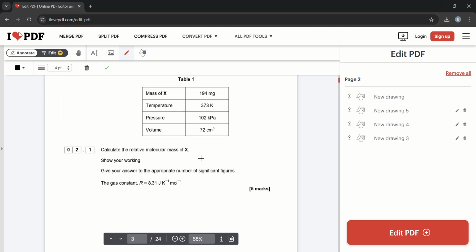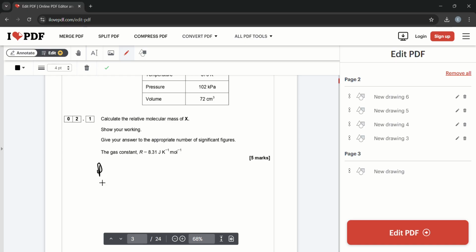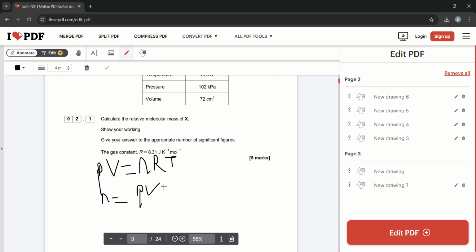So we want to find out the Mr. Obviously we're going to use the ideal gas equation, PV equals nRT. We need to rearrange it to find n, the number of moles. Well, the number of moles is going to be PV divided by RT. Don't just write n is equal to PV over RT. Show this and then the rearrangement.